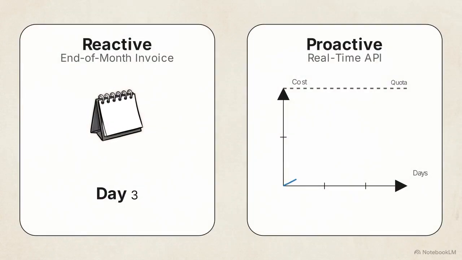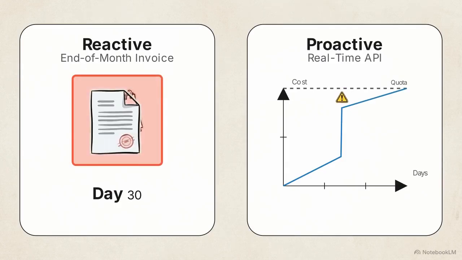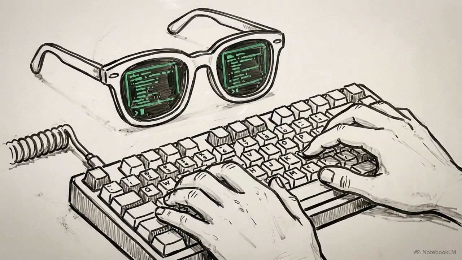By connecting these data streams, you stop waiting for the end-of-month invoice to tell you what went wrong, and start identifying exact usage spikes the day they happen. Step 1 is authenticating our connection.